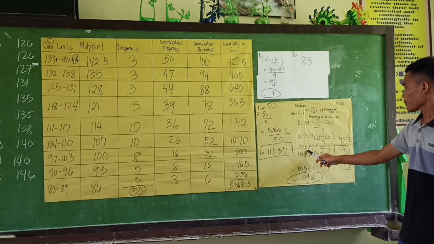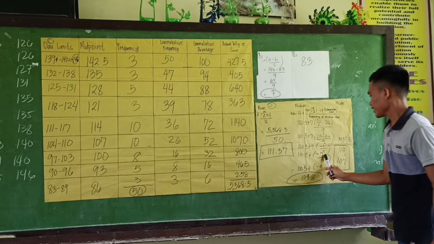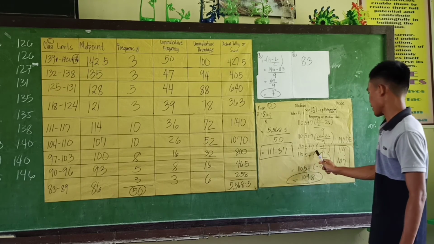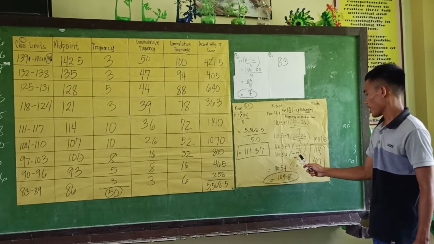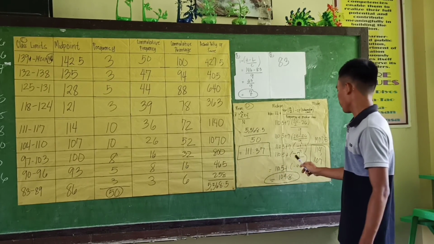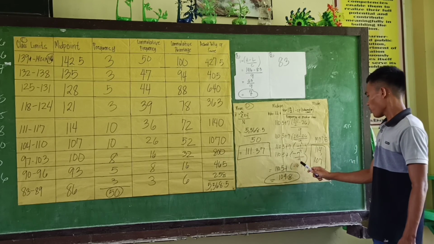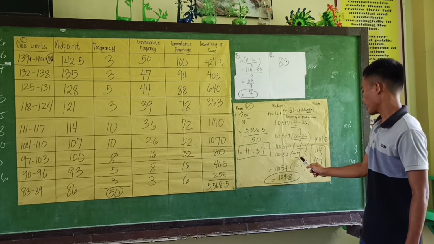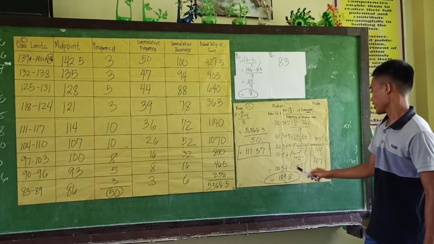Next is 110.5 plus 7 times negative 1 divided by 9. Next step, 110.5 plus negative 7. 7 times negative 1 is equal to negative 7 over 9. And then 110.5 plus negative 0.7, because negative 7 divided by 9. So the final answer is 109.8.